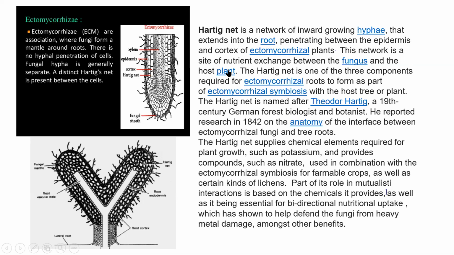So this network is the site of nutrient exchange between the fungus and the host plant. Here is the site of nutrient exchange. The fungi absorb the nutrients and pass them on to the plant. So the Hartig net is a very important part of ectomycorrhizal symbiosis. The Hartig net is named after Theodor Hartig, who discovered the presence of such a network in ectomycorrhizal association. The Hartig net supplies chemical elements required for plant growth, such as potassium and nitrate.